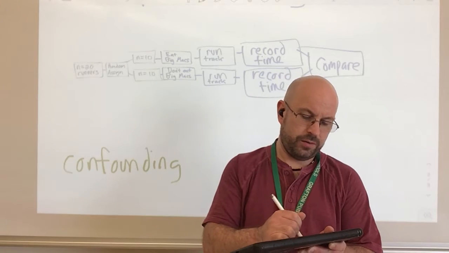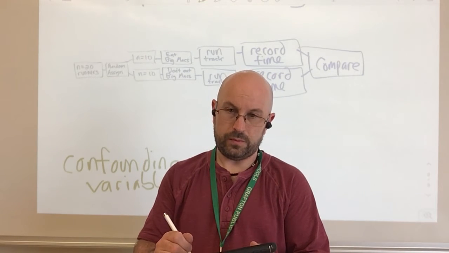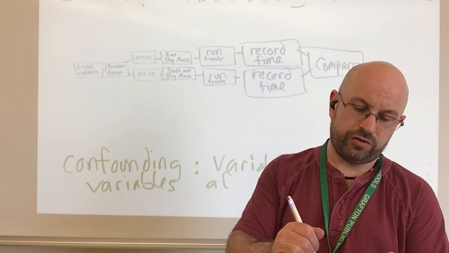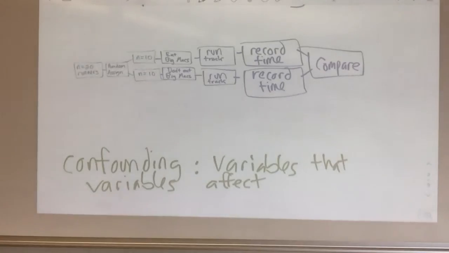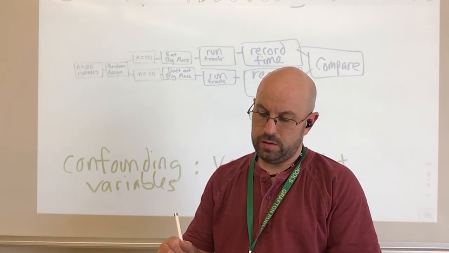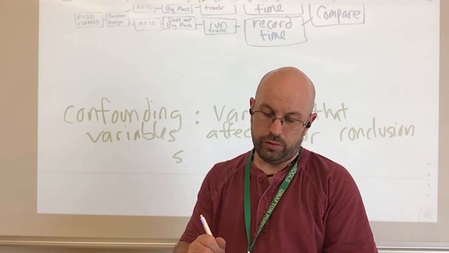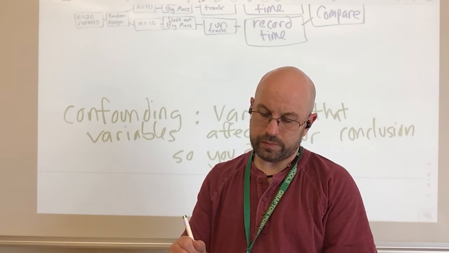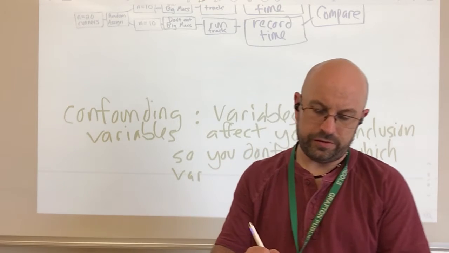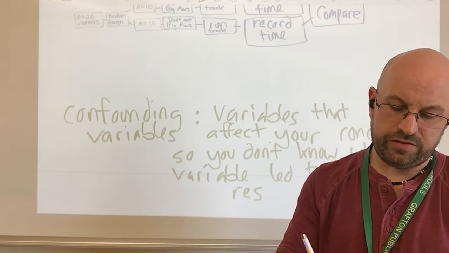And what confounding variables are, they are variables that affect your conclusion, so you don't know which variable led to your result. And there are a lot of ways you can account for these.